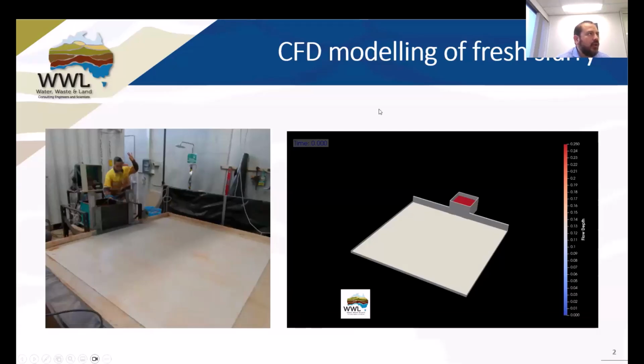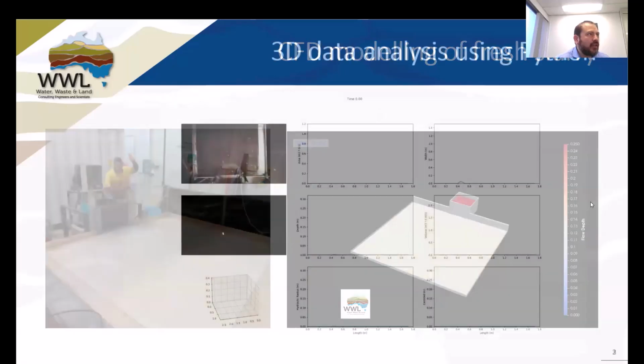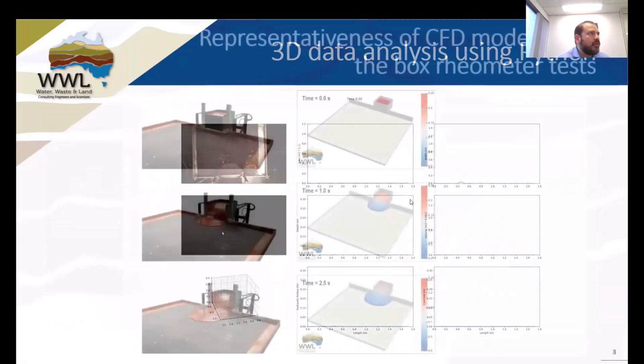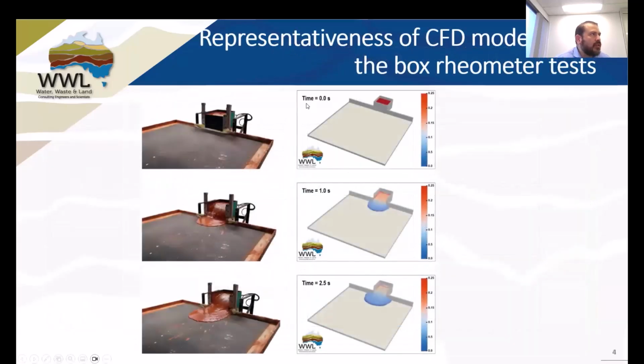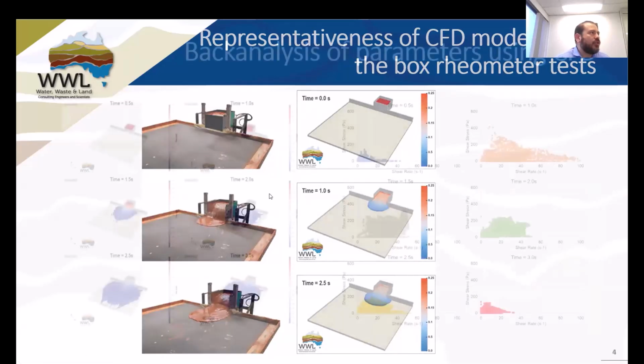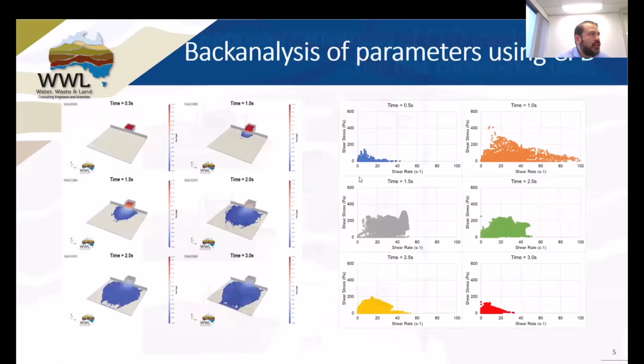When we have this, we estimate the rheology from all the shapes at different time steps. In this case, we get one shear rate and shear stress, and we use these parameters for the full-scale modeling.